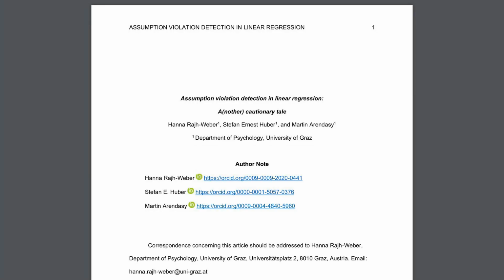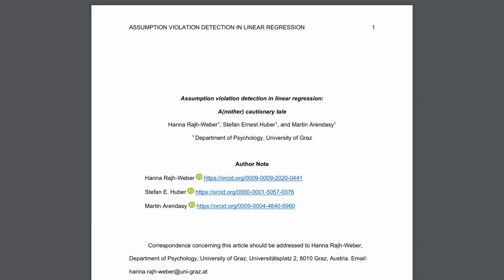Ever wondered if you are using the right tools to understand your data? This new study dives into a super common statistical technique called linear regression and asks if we're really checking all the right boxes. So picture this, you are doing some research, maybe in psychology, and you run this statistical analysis called linear regression. It is like a workhorse for understanding how one thing might predict another. But like any tool, it works best when certain conditions are met.